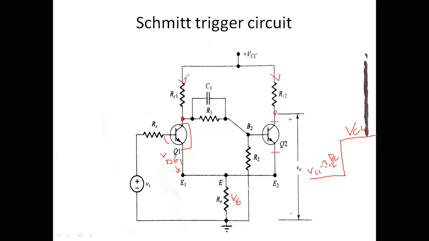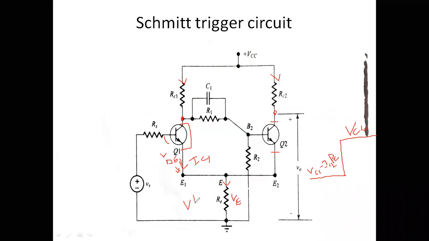Now the current is flowing in this direction, which is nothing but IC1. This IC1 current flows through this transistor and the emitter resistance. Therefore, due to this IC1 current, there will be a new drop across this resistance.